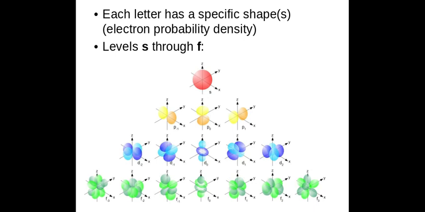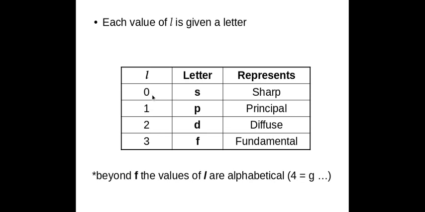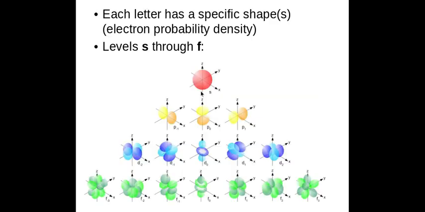So our L value, when it is equal to 0, we're going to refer to that as S, as we said earlier. So that shape is a spherical shape. So you can imagine a three-dimensional spherical shape. That's what we mean when we say an electron's on energy level 1, and it is in a probability of being found in the shape that is a sphere.